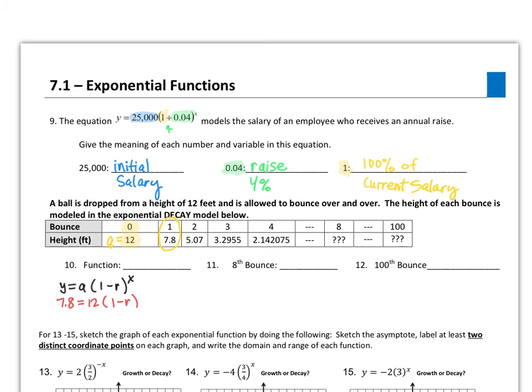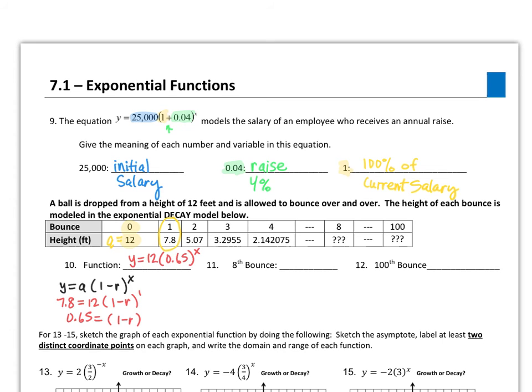1 minus r to the x is 1. Okay, so if I solve this equation, what is 7.8 divided by 12? And that is 0.65. 0.65 is equal to whatever this is. So actually, I don't even have to keep going here. I could, but I now know my equation is y equal to 12 times 0.65 to the x.